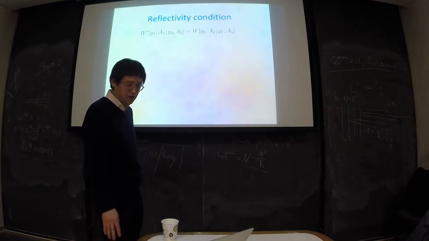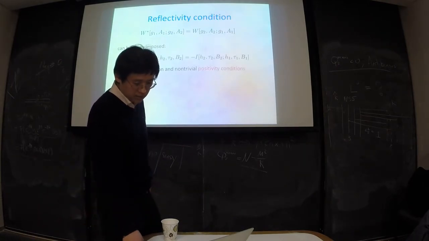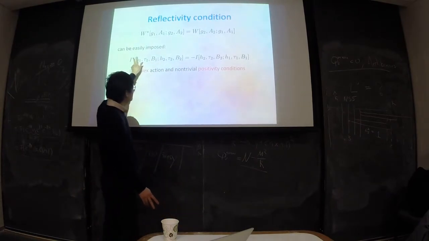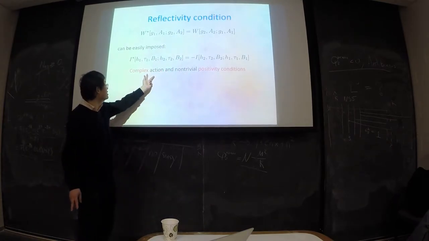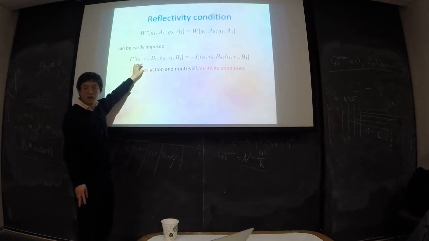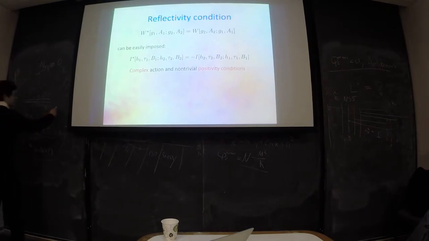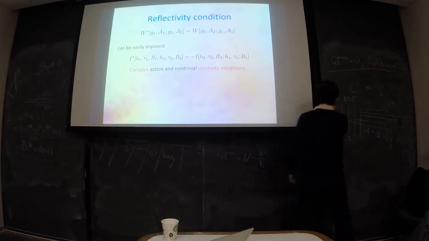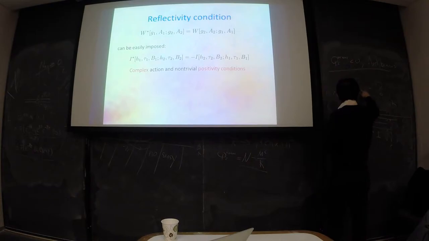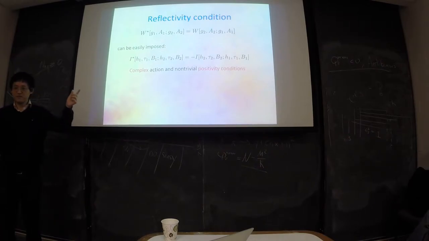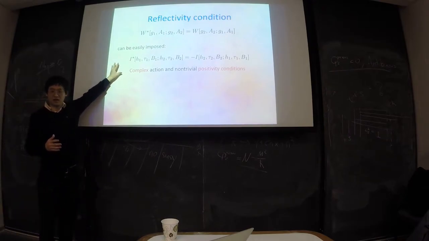I claim this reflectivity condition is actually very easy to impose: you just require your action to satisfy some reflection condition. They take the star and exchange them. But there's a very non-trivial consequence, because this requires the action to be complex. And if you put in the exponential of iS for a complex action, then the imaginary part of S must be positive definite. Otherwise the path integral does not make sense. It turns out this is very crucial. This condition ensures viscosity, conductivity, and those transport coefficients to be non-negative. And it works beautifully that this is actually complex.